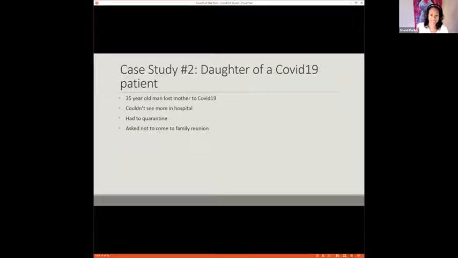Not only could he not go and see his mom in the hospital, but he was required to quarantine. So again, with contact tracing, he had had contact with her before she was diagnosed. So he was quarantined, and they couldn't have a funeral. The one thing he was looking forward to over the summertime was a family reunion that was being planned in a park, socially distant. They asked him not to come.